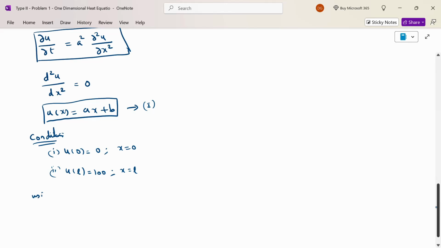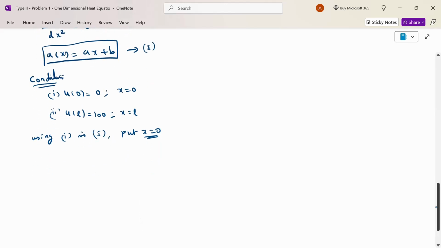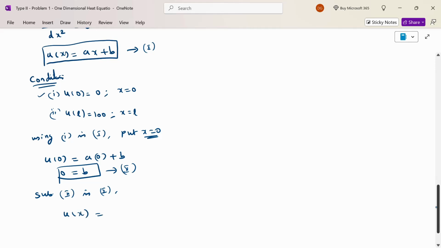Now using condition 1 in equation 1, substituting x equals 0 in equation number 1, u of 0 equals a into 0 plus b. The first condition says u of 0 is 0, so 0 equals b. I call this the second equation. Substituting the second equation in the first equation, u of x equals ax, because the value of b is 0. I call this the third equation.